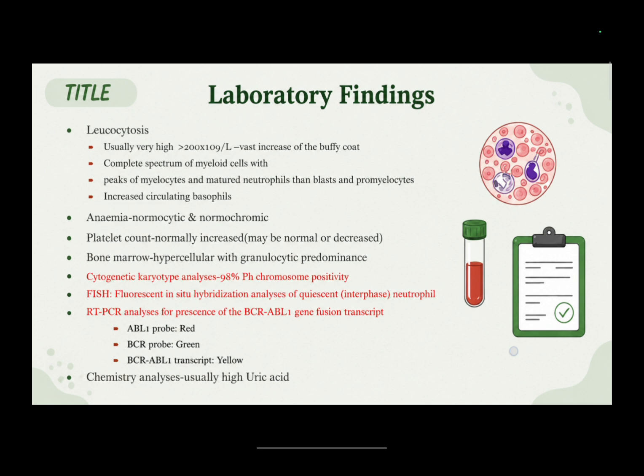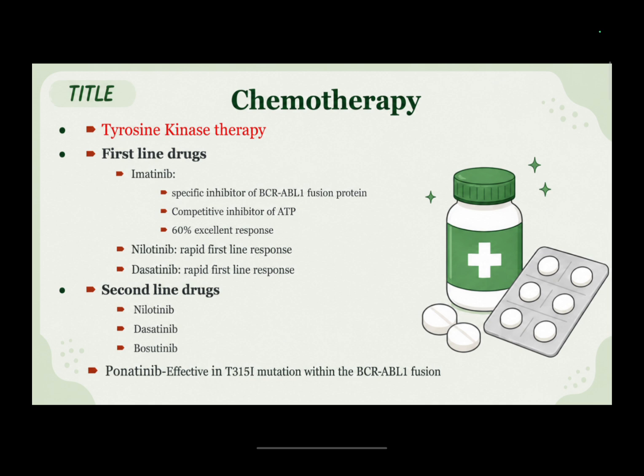Let's discuss chemotherapy. Our first line drug is imatinib, a specific inhibitor of the BCR-ABL1 fusion protein that acts as a competitive inhibitor of ATP binding. By blocking ATP, it shuts off the oncogenic signaling pathway, yielding an excellent therapeutic response in over 60% of patients. Newer generation options like nilotinib and dasatinib are also used as first line for deeper initial responses.